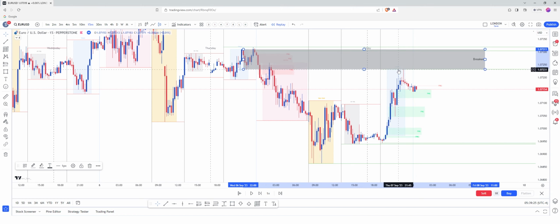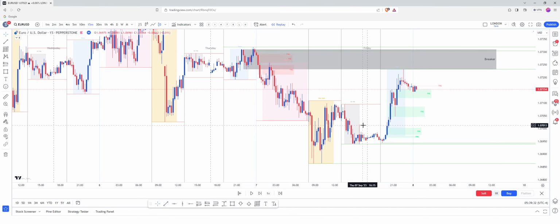We can see Asia as well actually has just tapped up to the bottom of the breaker block and then is rejecting away as well. It's just something to be aware of.